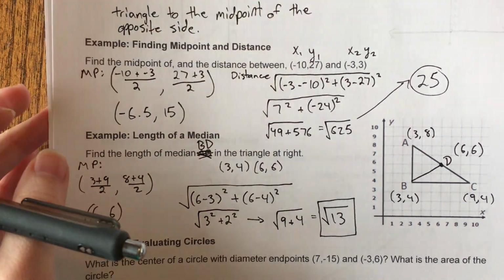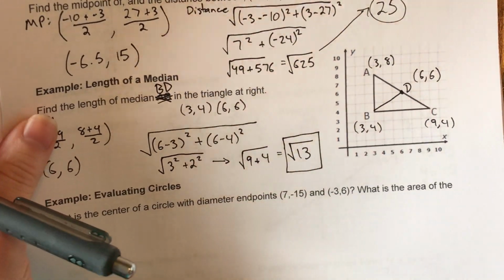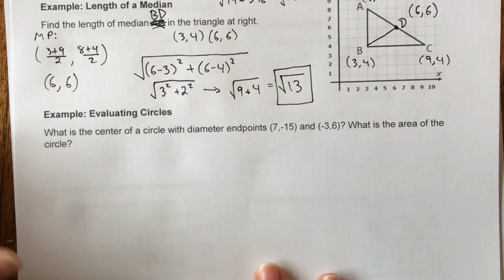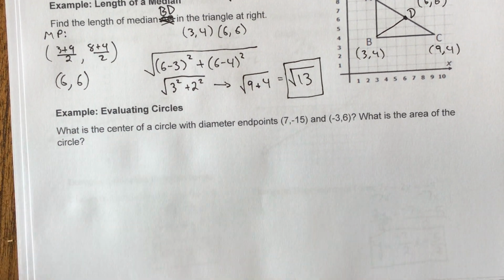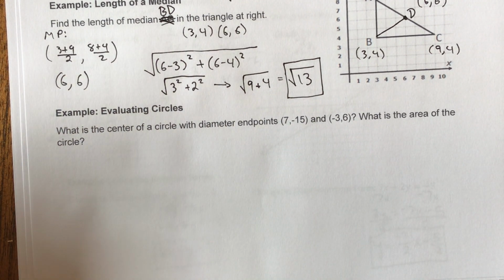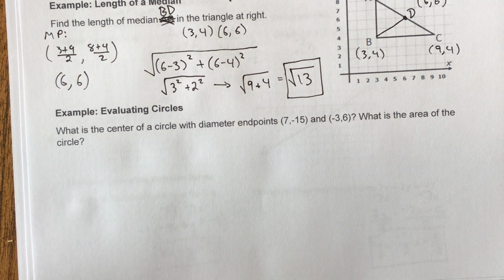The next one is something that I don't believe we ever did last try, but it's basically the same ideas that we've been using, nothing crazy here. So it says, what is the center of a circle with diameter endpoints 7, negative 15, and negative 3, 6? And what is the area of the circle?